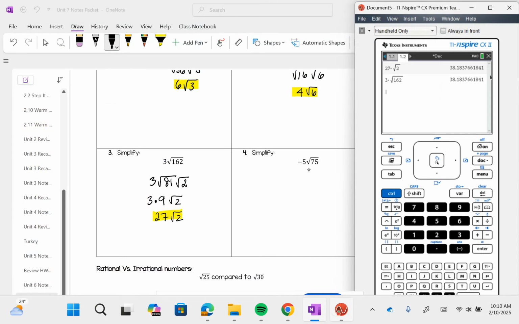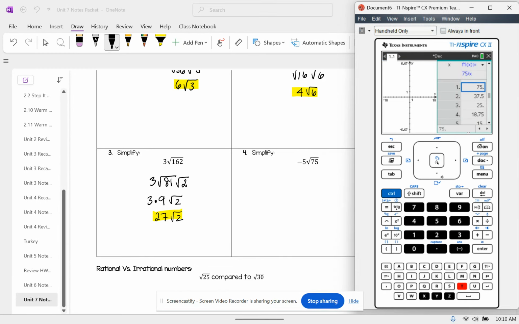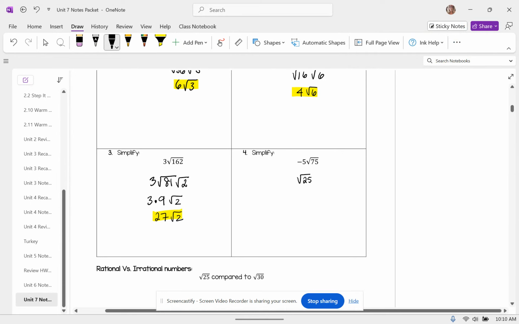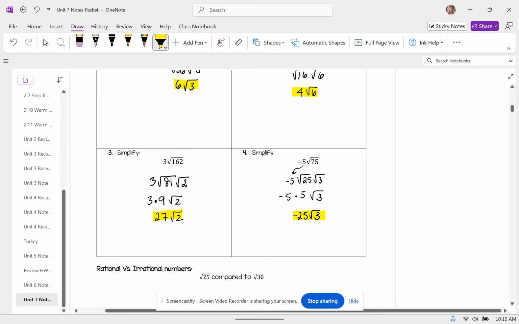Well, let's type in 75 in a graph divided by x. Pull up the table. All right, 75 is not a perfect square. 37.5 is not a perfect square. 25 is a perfect square. So that's the square root of 25 times the square root of 3, and then there was a -5 out front. I'm going to do the square root of 25, which is 5, times the -5 out front, and then I leave the square root of 3 under the radical because it is irrational. -5 times 5 is -25 times the square root of 3, and that is my answer.